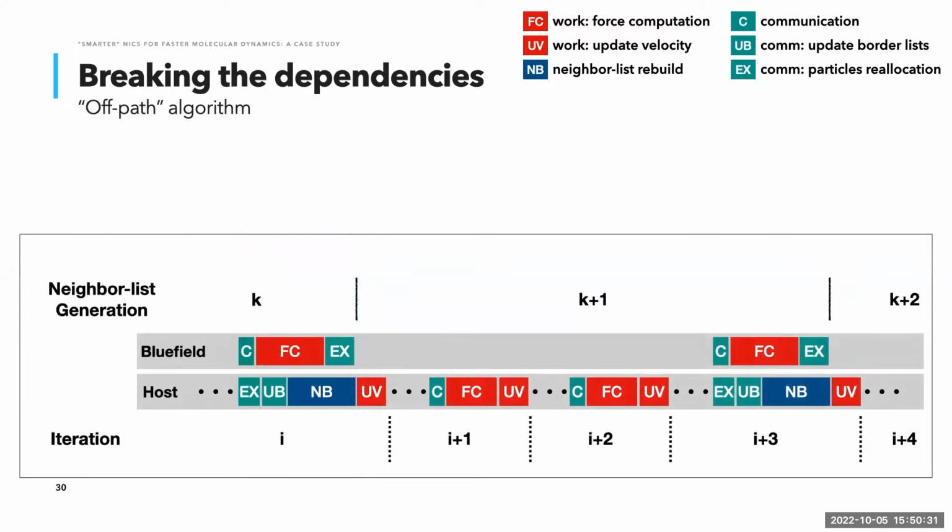The exchange routine, shown here with green EX boxes, changes the order of particles in the data structures that are used to store particle data. To merge the output of the force computation and neighbor build routines that run in parallel, we need to do the same reordering on the output of the force computation. We run the force computation on BlueField in parallel with neighbor build, which is run on the host. The neighbor build is more compute heavy compared to the force compute, and since the host CPU is faster than the BlueField CPU, it makes sense to run force compute on BlueField and the neighbor build on the host.